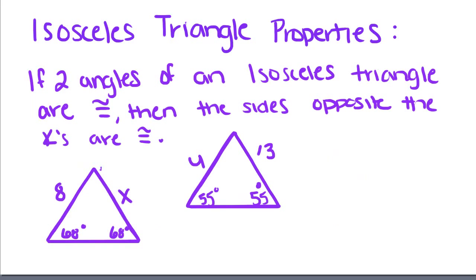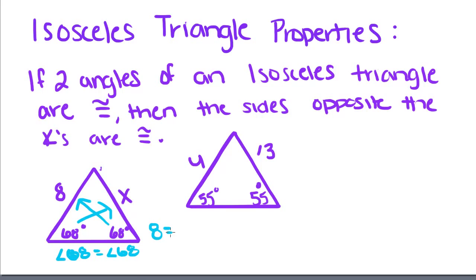So the next property: if two angles of an isosceles triangle are congruent, then the sides opposite the angles are congruent. So since these two angles have the same measure, they're congruent. So that means the sides opposite them have to be congruent.